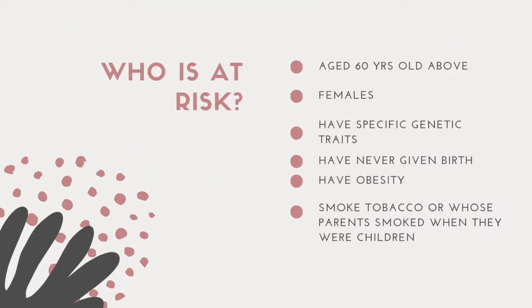Now that we know what rheumatoid arthritis is, who is at risk? People who are aged 60 years old and above, females, have specific genetic traits, have never given birth, have obesity, and people who smoke tobacco or whose parents smoked when they were children.